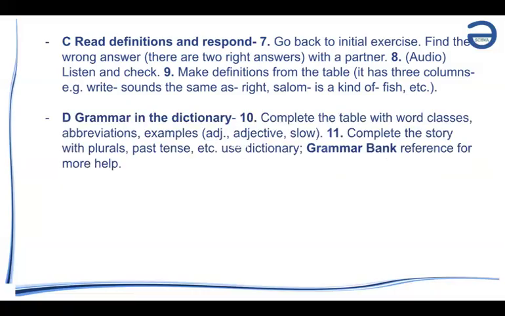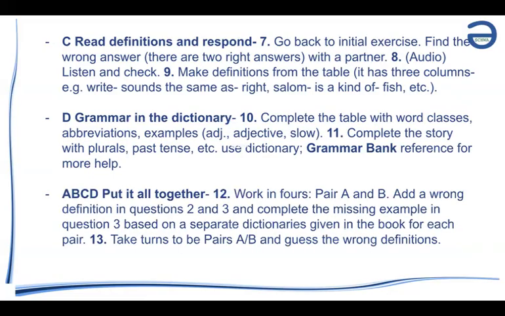Then we have D, grammar in the dictionary. Complete the table with word classes, abbreviations, examples. So for example, ADJ, adjective, slow. Then 11, complete the story with plurals, past tense, etc. Use dictionary. And there's a grammar bank reference provided in the book as well. Finally, ABCD put it all together. So there are 2 exercises, 12 and 13.